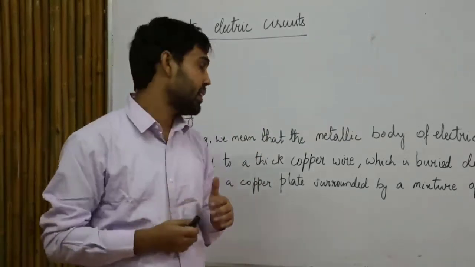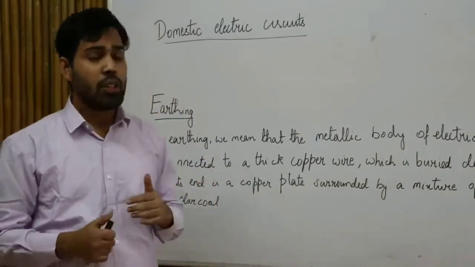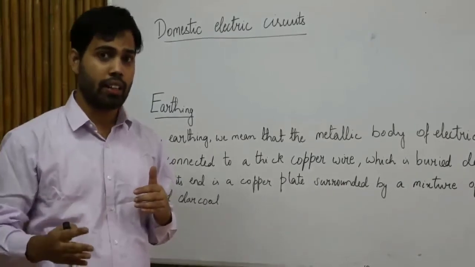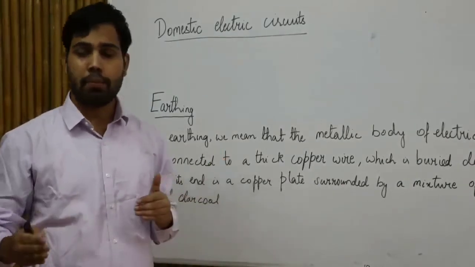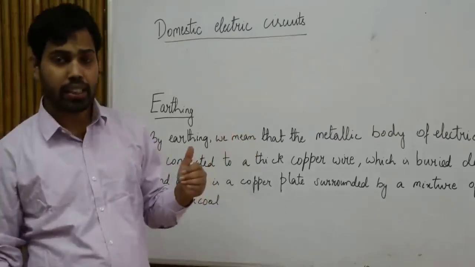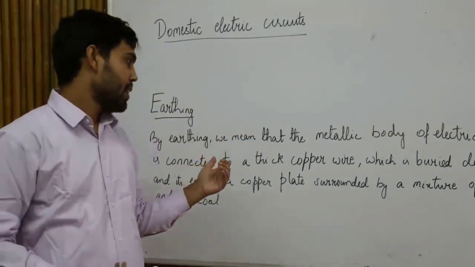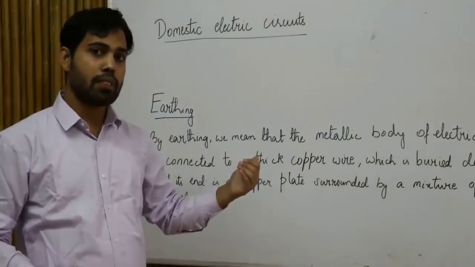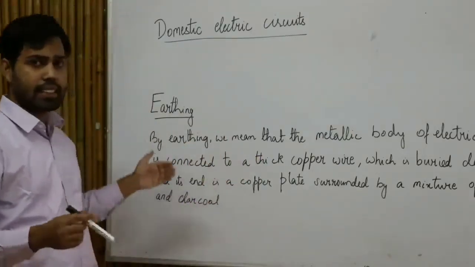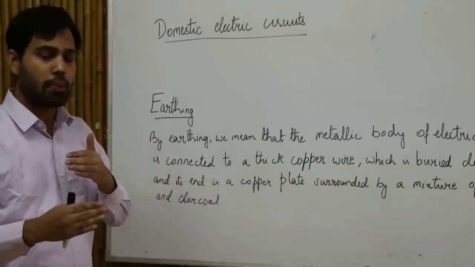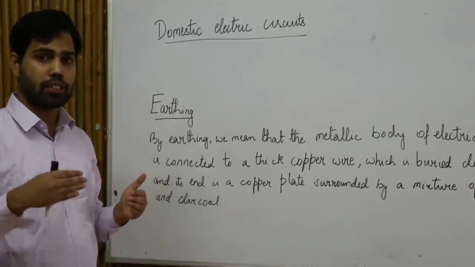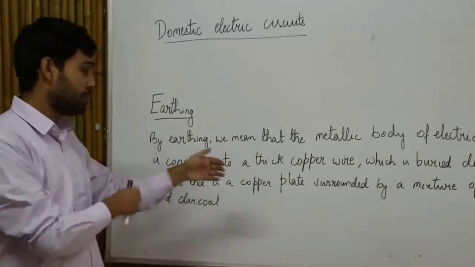Now what do we mean by earthing? By earthing, we mean that the metallic part of a body is connected with a thick wire which is buried deep in the earth. And the end which is buried in the earth is surrounded by a mixture of common salt and charcoal. So again, what is earthing? It is just a safety measure to protect us from short circuiting, or to protect the device from getting short circuited. Now how does this help?